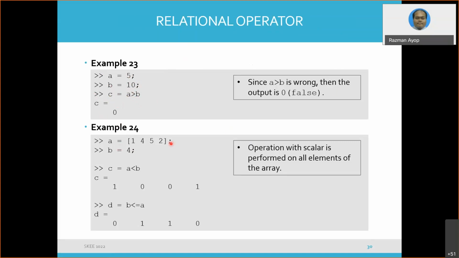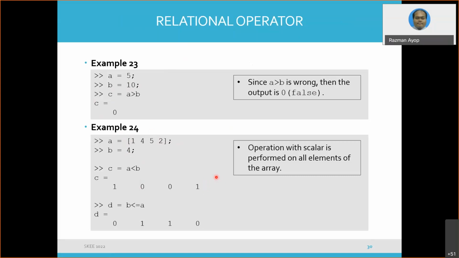So how about this? If you have an array or a vector of data, it will check one by one, something like this. So 1 is less than 4 is true. 4 is less than 4 is false. 5 is less than 4 means that is false also. And then 2 is less than 4 is true.